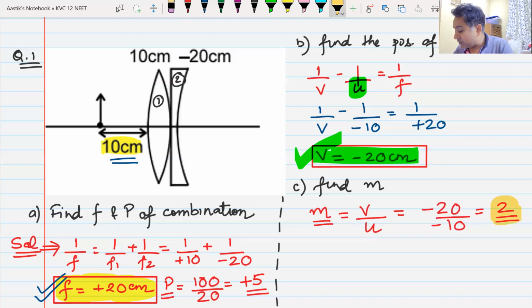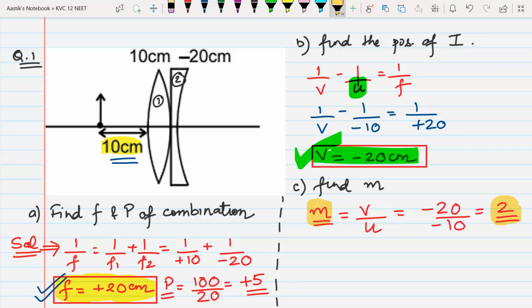That means what type of image is formed? The value of magnification is coming out positive. Is it a real image? Is it a virtual image? Yes, I have already told you that. Try to recollect and tell me. What type of image would this be? Will this be a real image or a virtual image? Real image or virtual image?